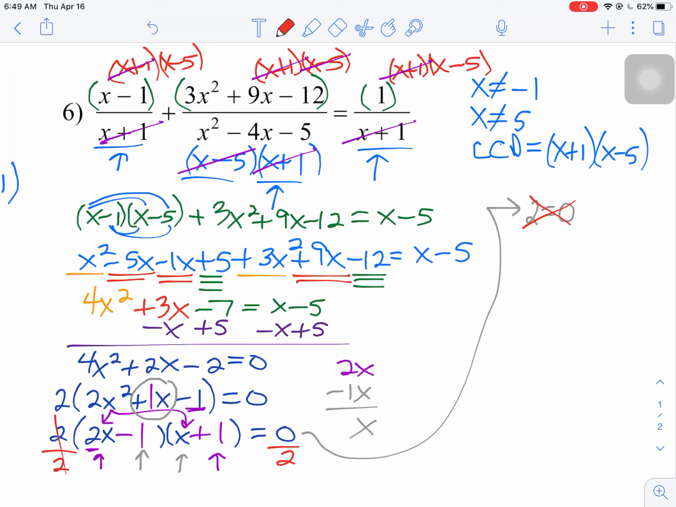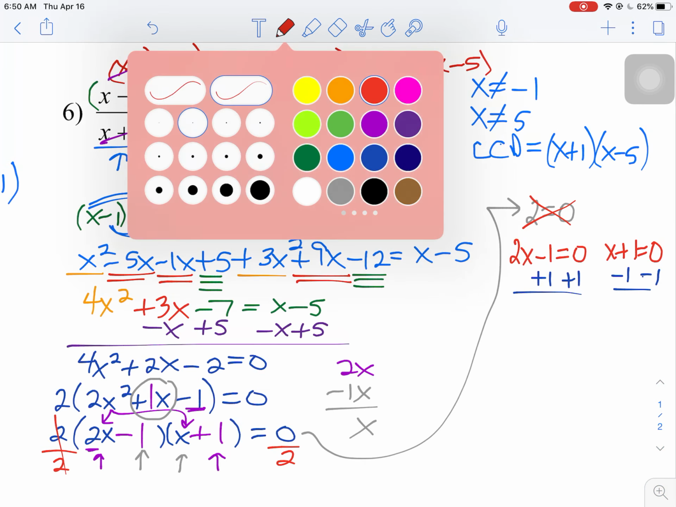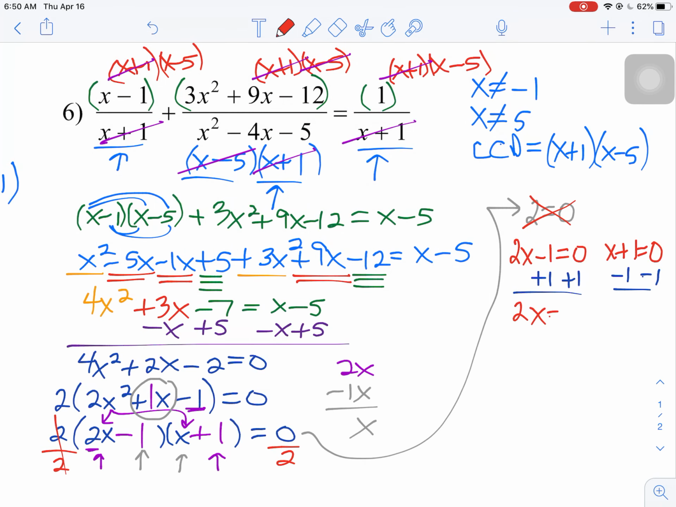And then as far as the other two factors, we have 2x minus 1 equals 0. And then we have x plus 1 equals 0. So then we just solve like normal from here. So 2x equals 1, divide by 2, x equals a half. And then x equals negative 1. So we have our two answers.